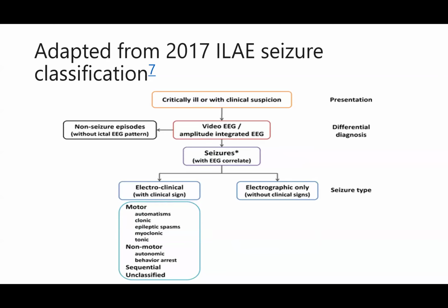In non-motor, it may be autonomic, behavioral arrest, sequential and unclassified. So four major groups. What do you mean by sequential seizure?